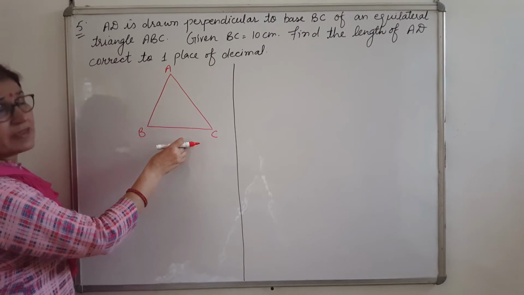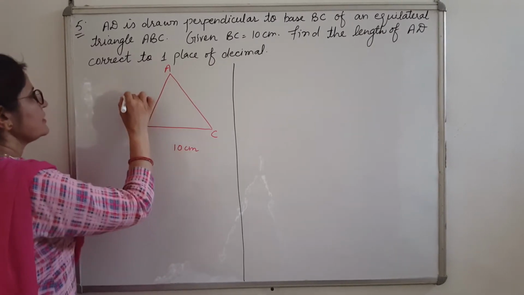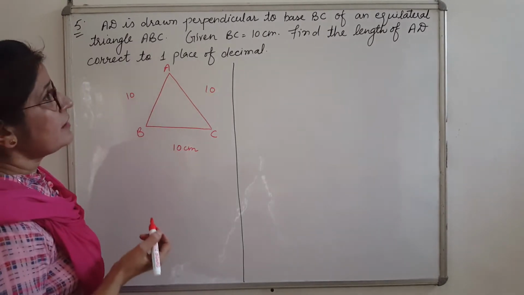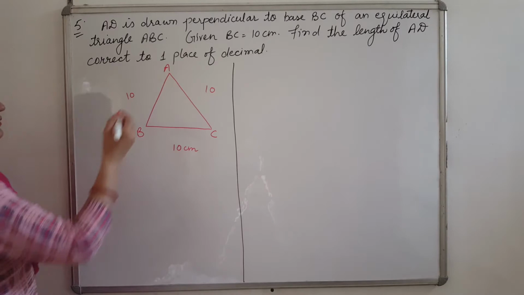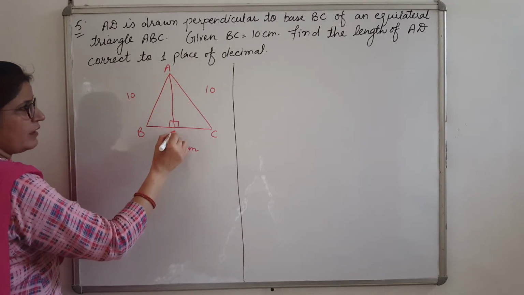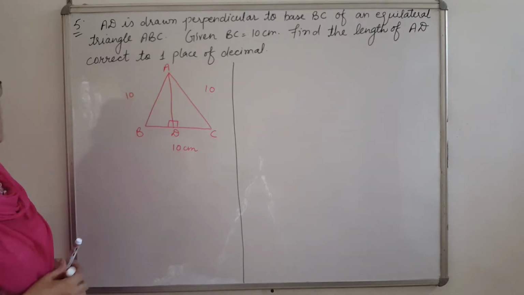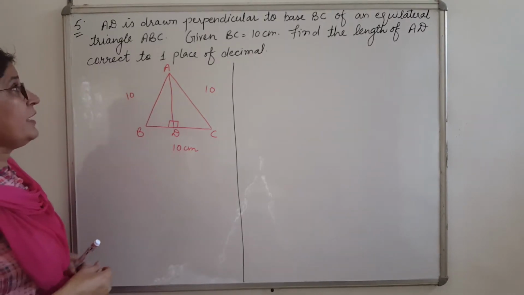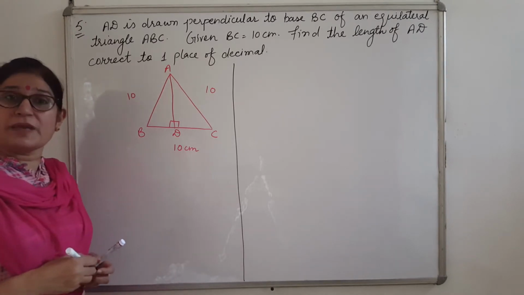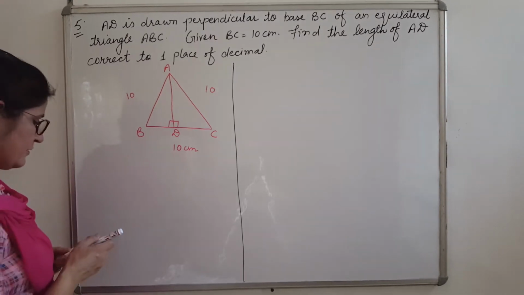So these all three sides are equal. Length of BC is given 10. So this is 10. This is also 10 and this is also 10. But one more thing is said. They said AD is the perpendicular. You have to find its length. Now what is the property of an equilateral triangle? In an equilateral triangle, the perpendicular drawn from vertex to the base bisects the base. So we will follow this property here.